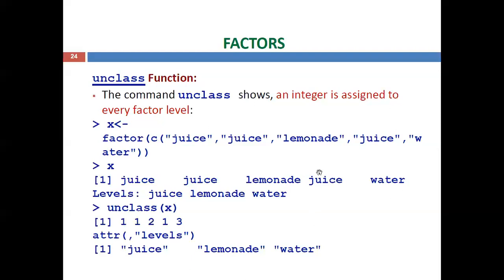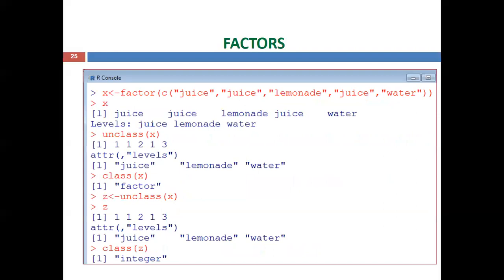Then the next string is juice. Juice level is 1, so again it displays 1. Then the last string is water. What is the water level? 3. So the numeric value 3 is displayed by using the unclass function. Here we did not mention any level or label in the factor. By using unclass itself, you can provide numeric codes to the strings in the alphabetical order of the levels. So this is the use of the unclass function.